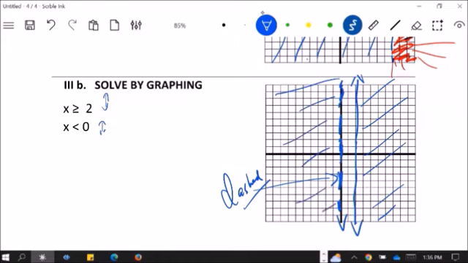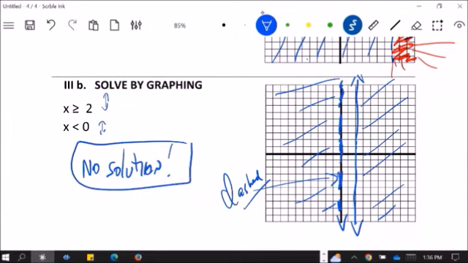Oh, so none of them actually intersect. When that happens, the correct answer is no solution. And that's the only thing to say in those cases, that there is no possible solution. There are no coordinate points where you can put, which will solve both of these at once. No coordinate point at all, or no x values, particular in this case.